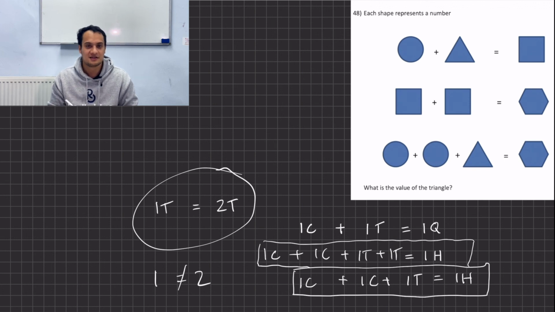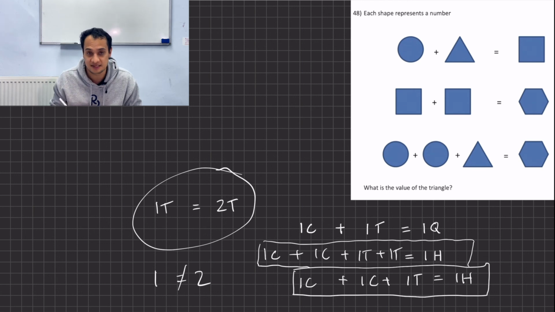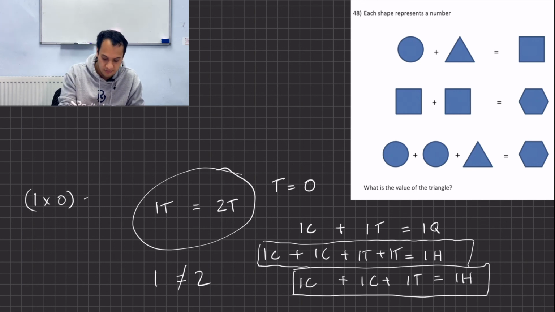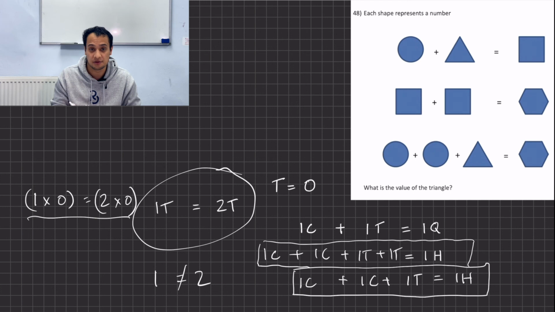Okay, if you're ready for the answer, the only possible value that can fit in for T, or your triangle, is 0. Because 1 times 0 is equal to 0, and 2 times 0 is also equal to 0. That's the only value that can work for your value of the triangle.